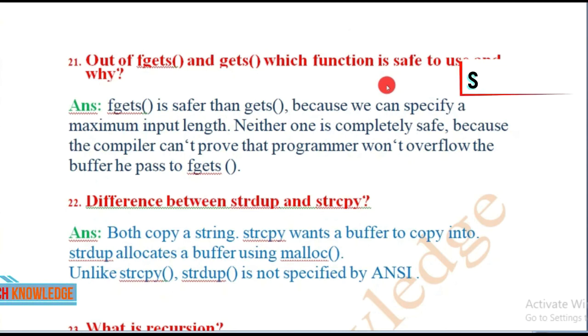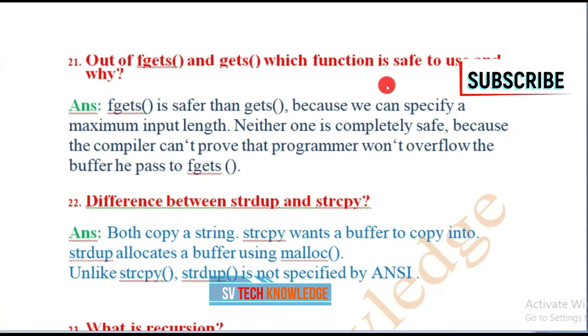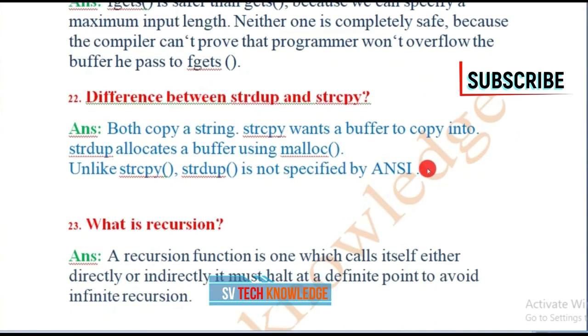Out of fgets function and gets function, which function is safe to use and why? The fgets function is safer than the gets function because we can specify a maximum input length. Neither one is completely safe because the compiler cannot guarantee that the programmer won't overflow the buffer passed to the fgets function.